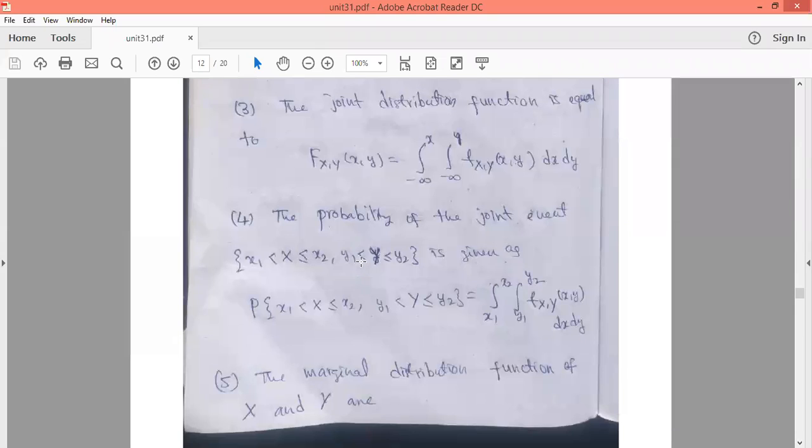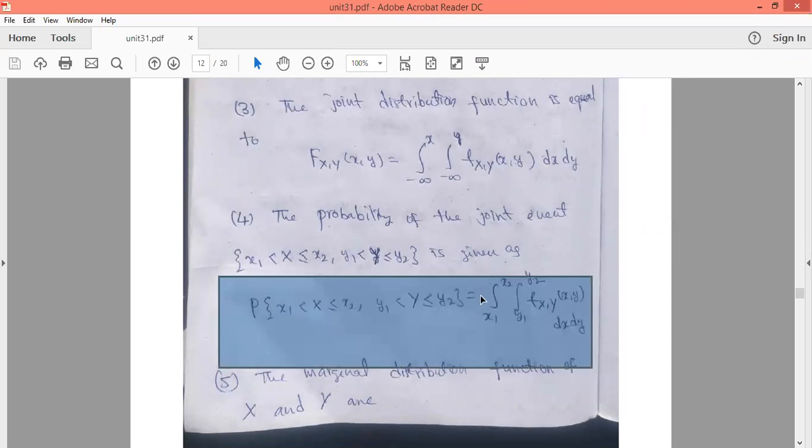And similarly, what is the probability of a joint event? The probability of x1 < X ≤ x2, y1 < Y ≤ y2 will be equal to the integral from x1 to x2, integral from y1 to y2 of f_XY(x, y) dx dy. This gives us the probability of the joint event.